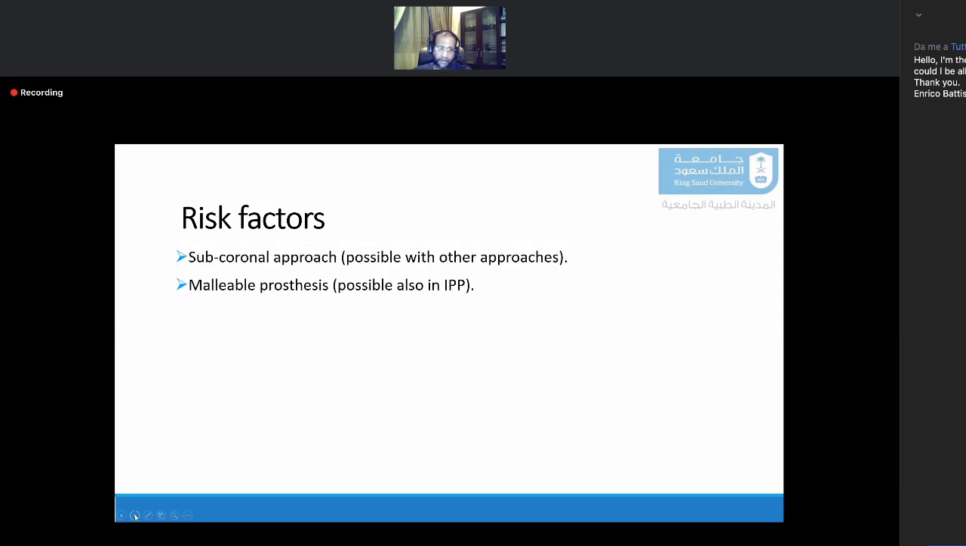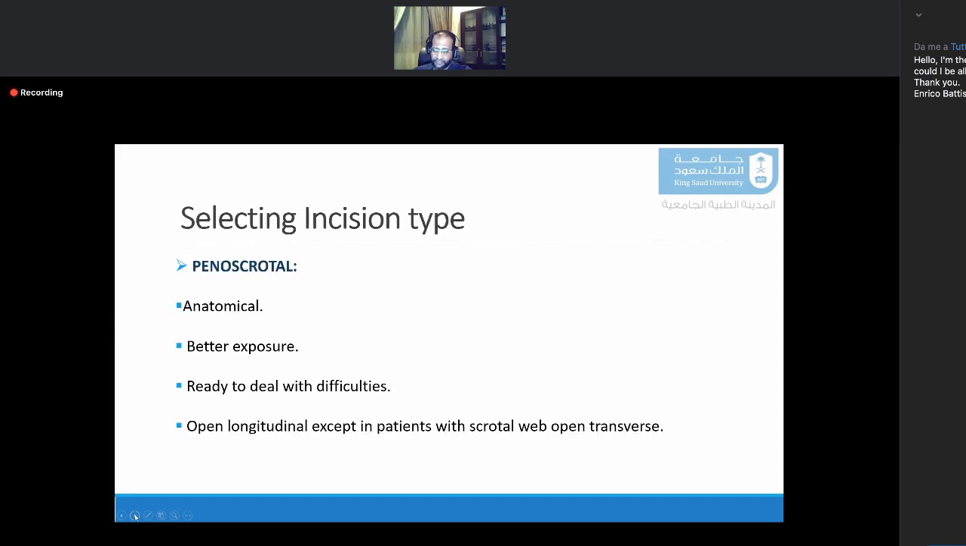Next slide, please. So the penoscrotal approach, I'm not going to talk about it. I will leave it for Enrique. But this is another possible option to implant your malleable prosthesis. The only thing I have to mention here: if you choose to go through the penoscrotal approach for malleable rods, you have to have a generous corporotomy. As you know, if you bend the malleable rods, you have to have at least 3 centimeters. In my practice, a 3 centimeter corporotomy is needed to insert the prosthesis without much difficulty.